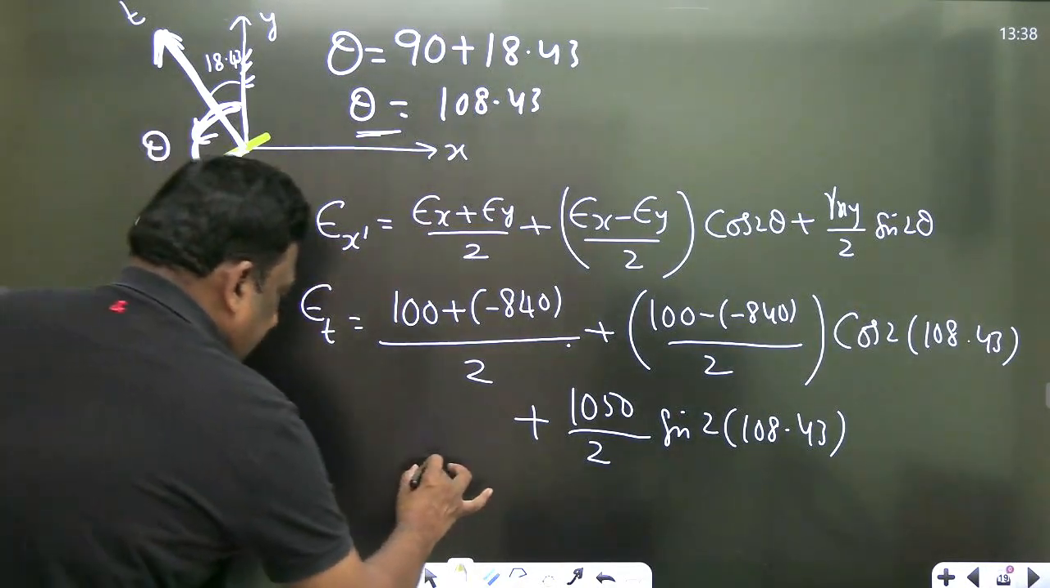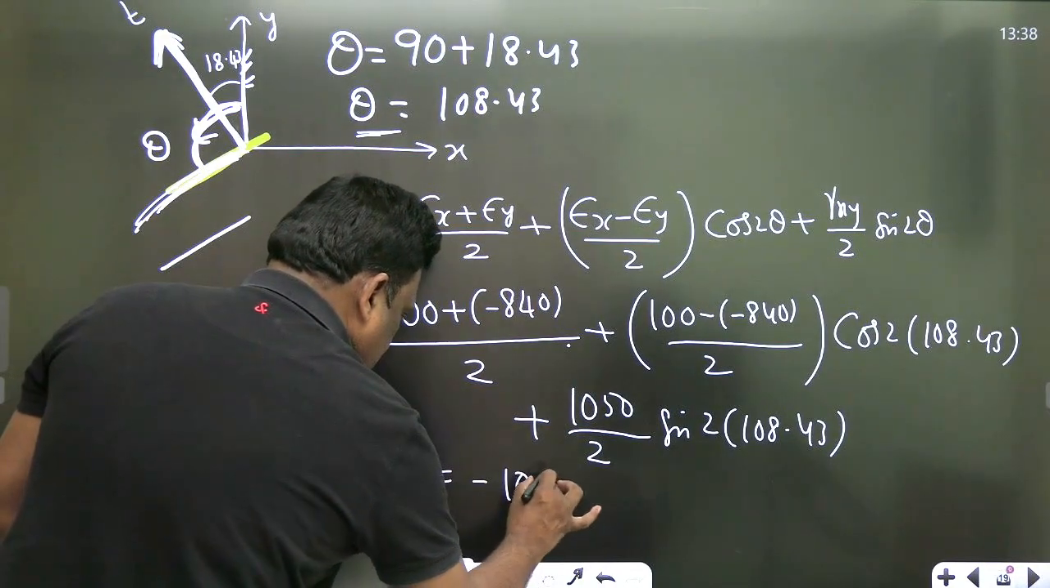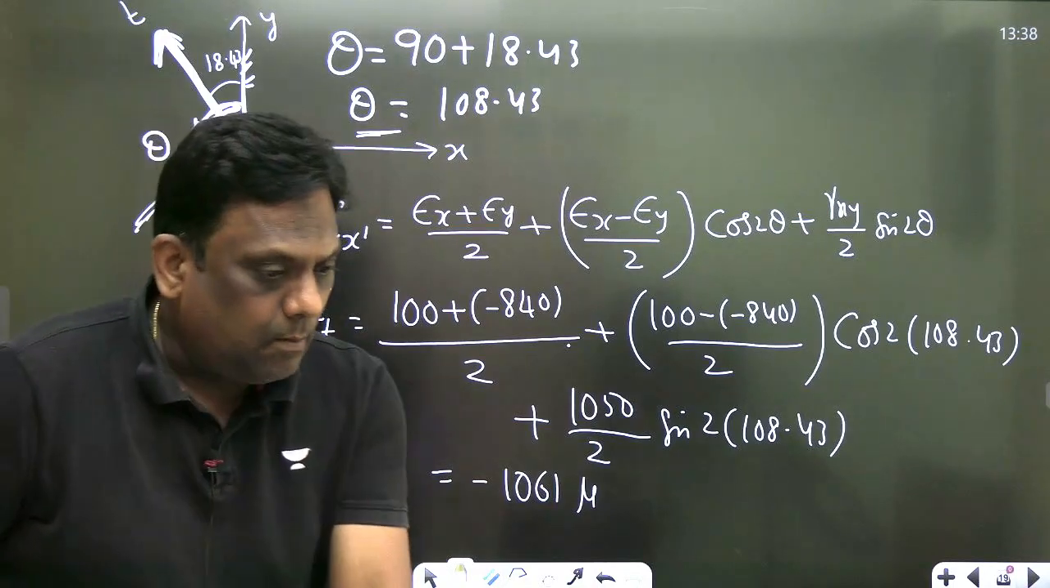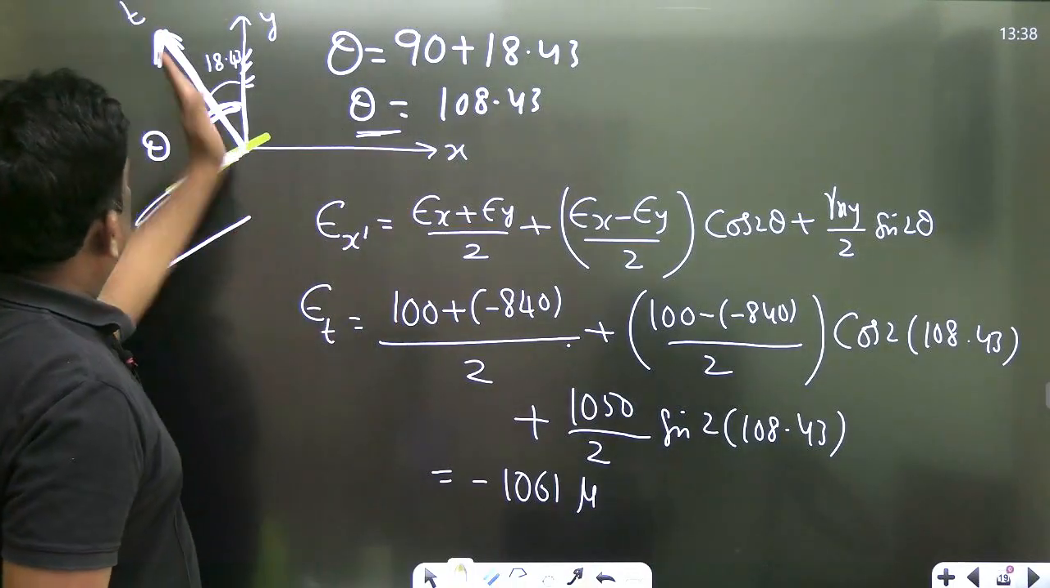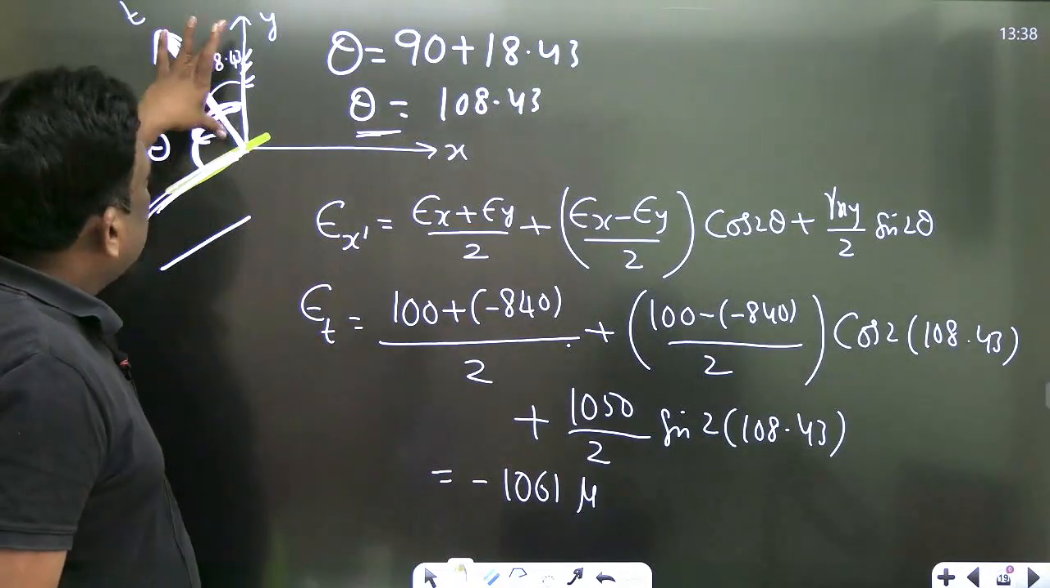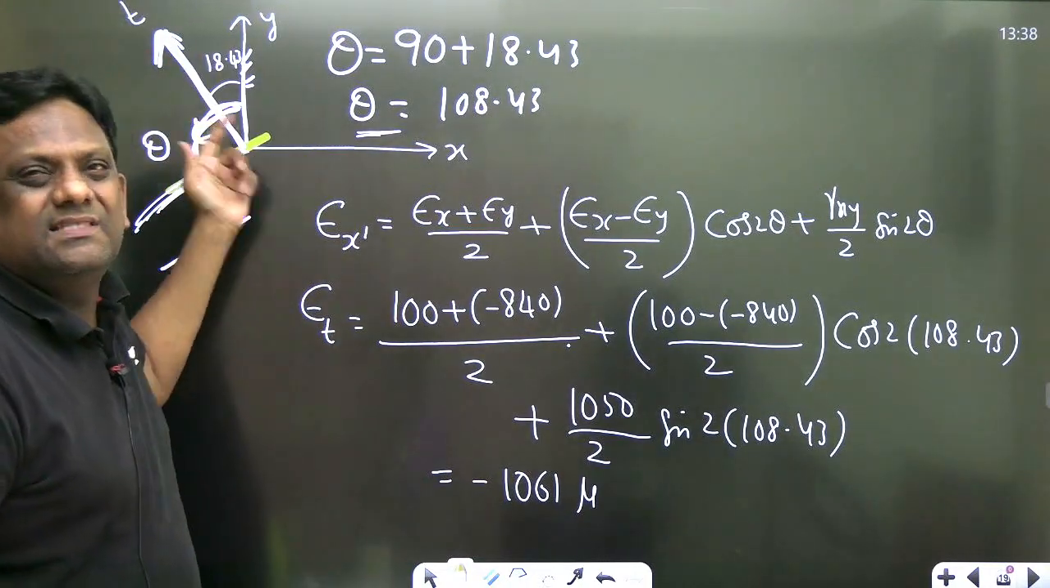So this is turning out to be minus 1061 micron, because all are taken in micron. Minus, so in this direction the strain is, what does the negative sign show? It means the original length to final length is reducing. There is a decrease in length.